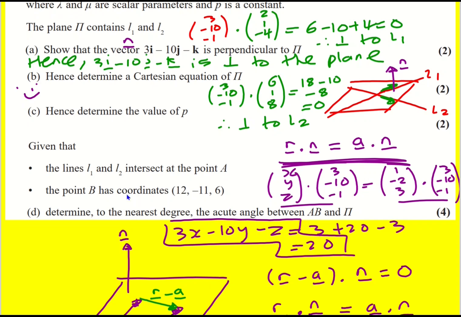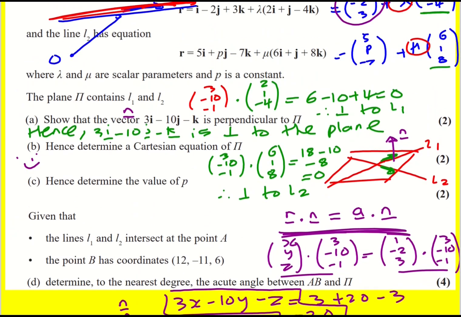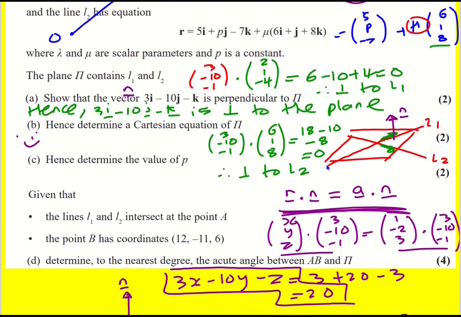Hence, determine the value of p. So what we can do now is use this. We basically substitute this in. That can be our x, y, z. So we'll get 15 when I do 3 times 5, then minus 10p, then minus 7 times minus 1, so plus 7, and that is going to equal 20.